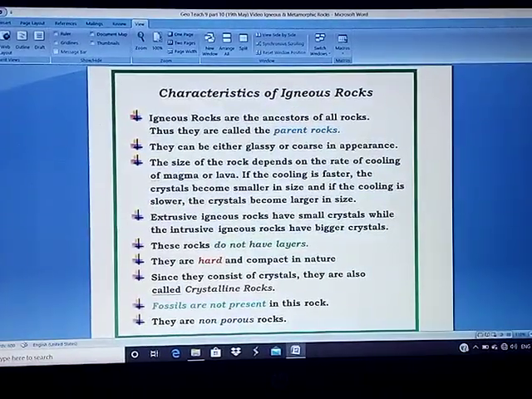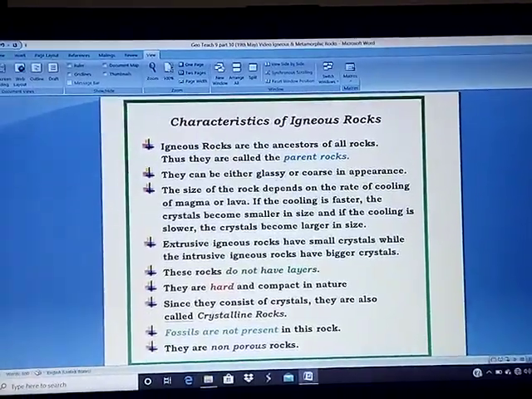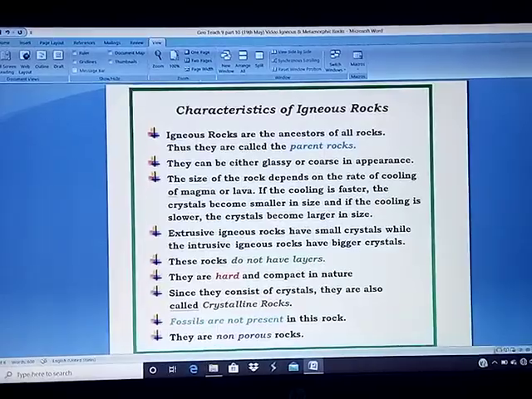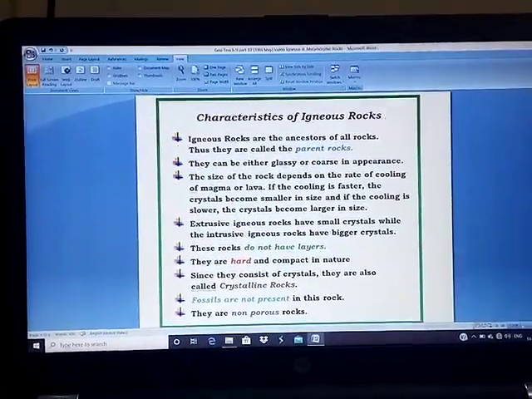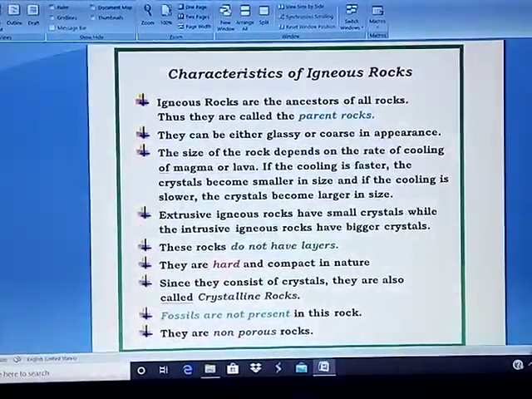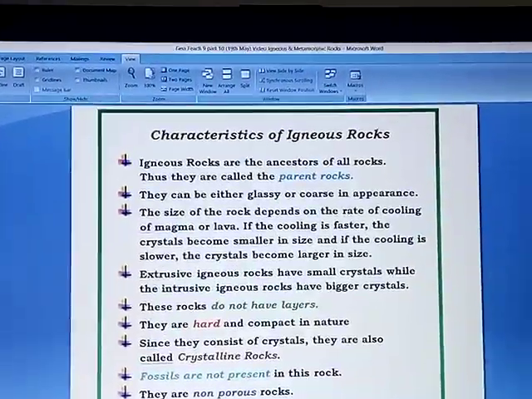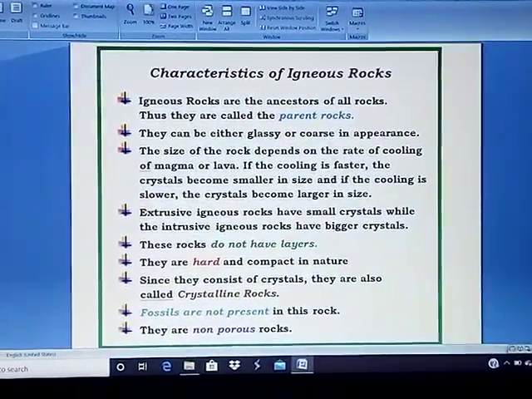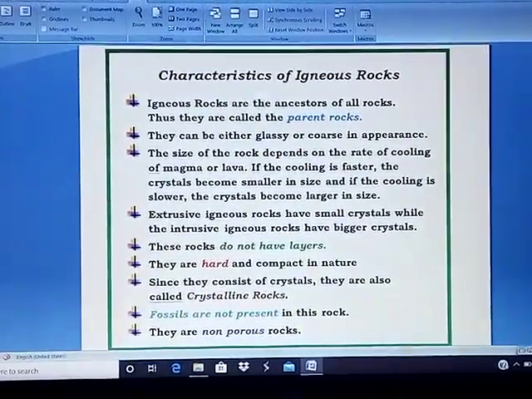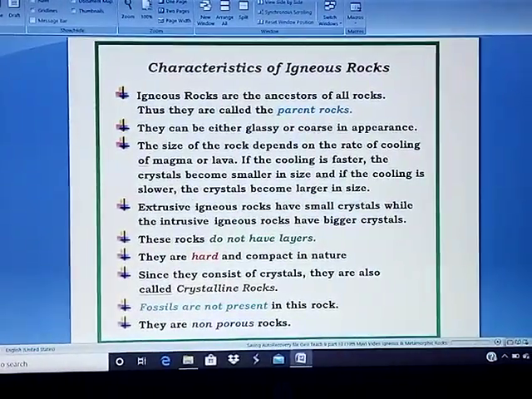Now we have to discuss the characteristics of igneous rocks, because you should know very clearly that igneous rocks are different from sedimentary rocks that we have discussed in the previous lessons. Now, once again, do not confuse the word igneous with a similar-sounding word. It is igneous, from the Latin word ignis.